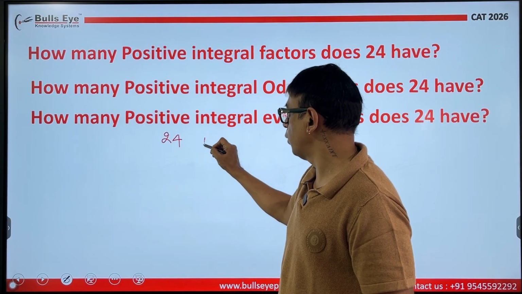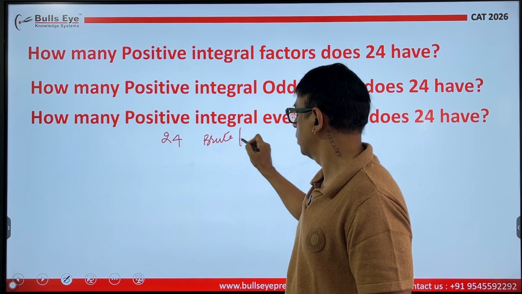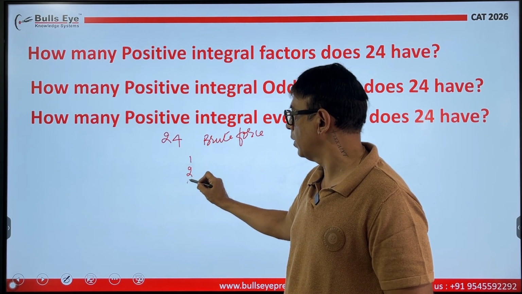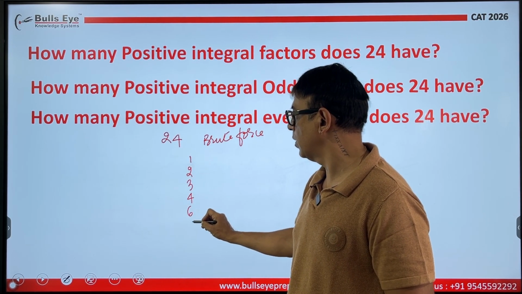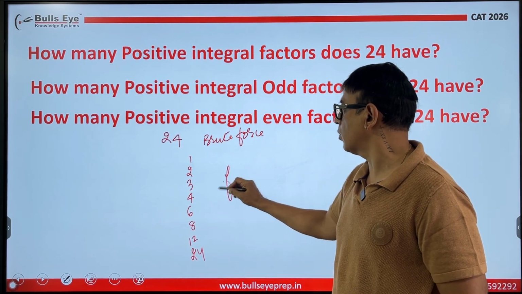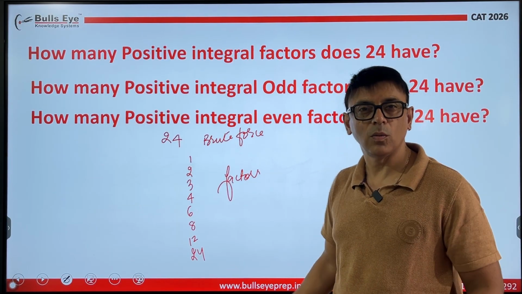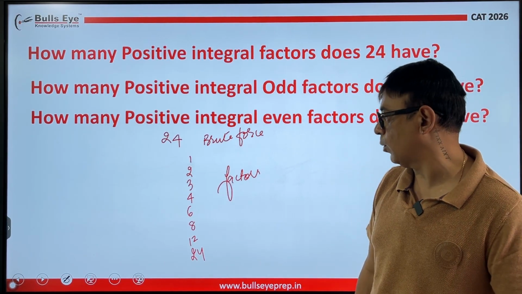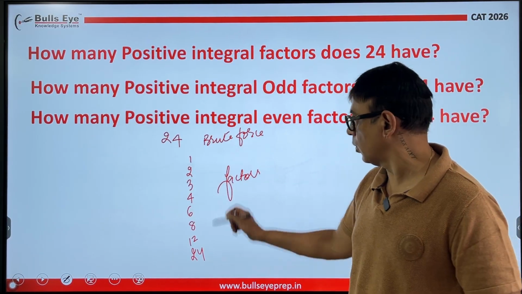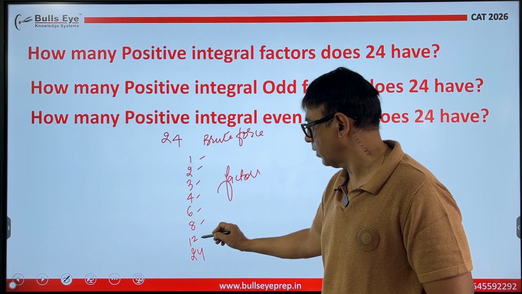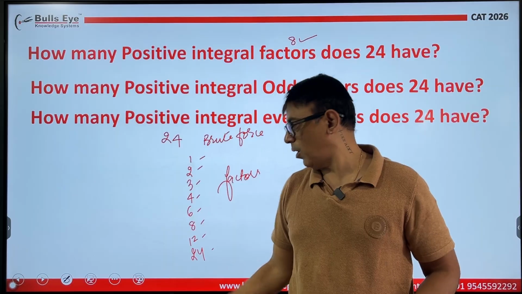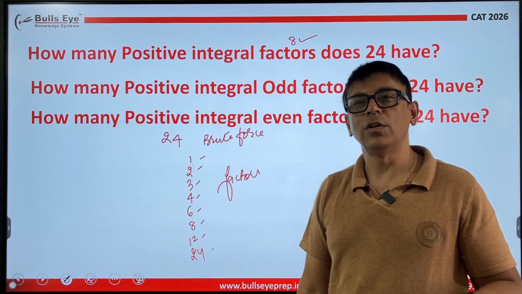So if I do it by brute force method, 24 comes in which tables? 1, 2, 3, 4, 6, 8, 12 and 24. These are the factors of 24. Am I right? 5 is not a factor of 24. 7 is not a factor of 24. 9 is not a factor of 24 and so on. So 1, 2, 3, 4, 5, 6, 7, 8. The answer is 8. But the number 24 is very small. I can afford to do it this way. If the number is huge, I can't do it this way.